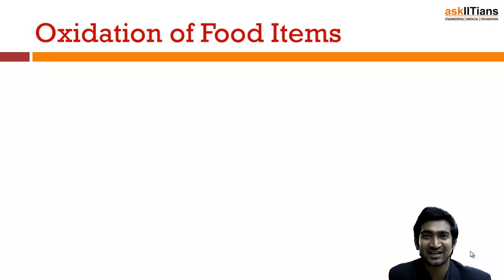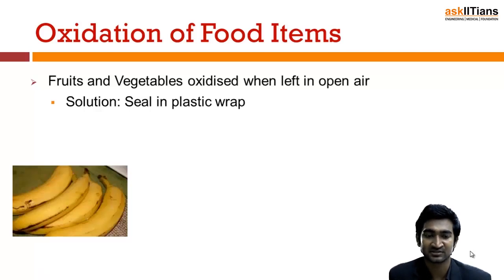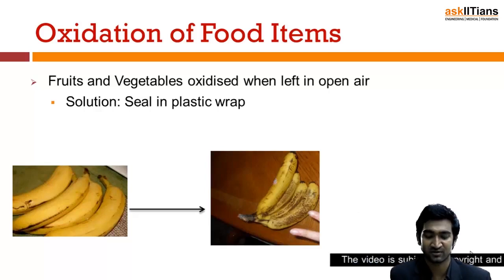So you must have seen examples where foodstuff gets oxidized and spoiled. Okay, fruits and vegetables actually get oxidized whenever they are left in the open air. And what is the solution? We seal it in a plastic wrap or keep it in a container which is totally isolated, right? So that is one of the examples of redox reaction where oxidation is the process. You must have seen bananas which get spoiled this way, right? So this is oxidation of food items.